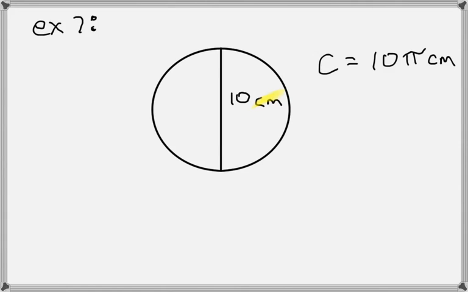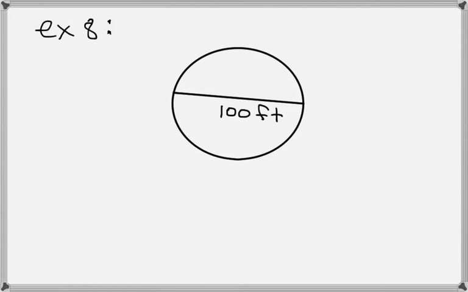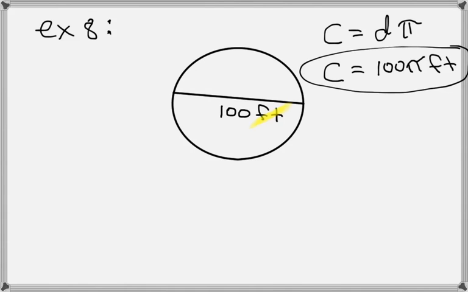Let's look at one last example. Here we have a circle with a diameter of 100 feet. We're provided a diameter, so we're wanting to use the diameter times pi for our formula. So we have the circumference is equal to 100 pi, and what was our unit of measure? Feet. So we include that. And we have our final answer for the circumference of the circle.